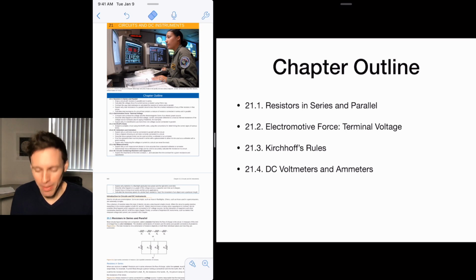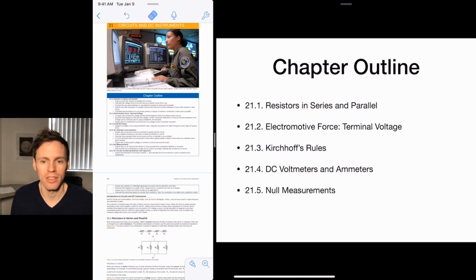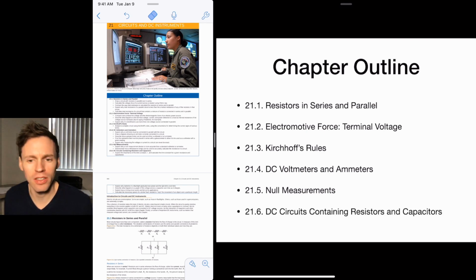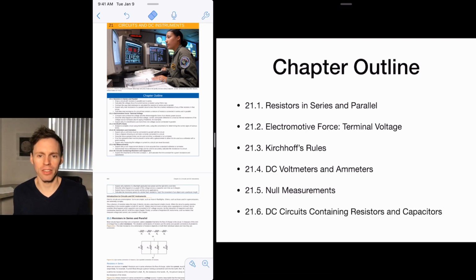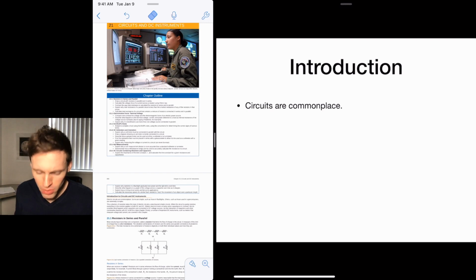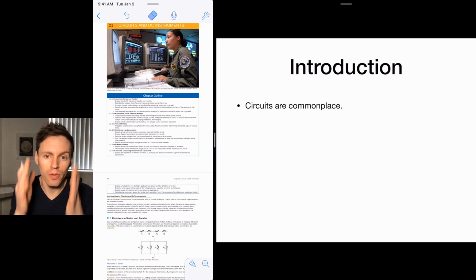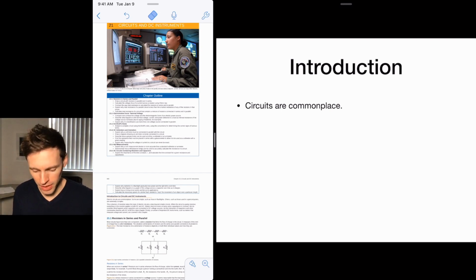DC voltmeters and ammeters, and then null measurements, which is something you don't need to worry about. And then DC circuits containing resistors and capacitors. Okay, so why are we learning all this stuff? So you can be smart. You may never use it, but you never know when one of the relationships you form, you can relate that to something else in your life. You never know, and it happens.